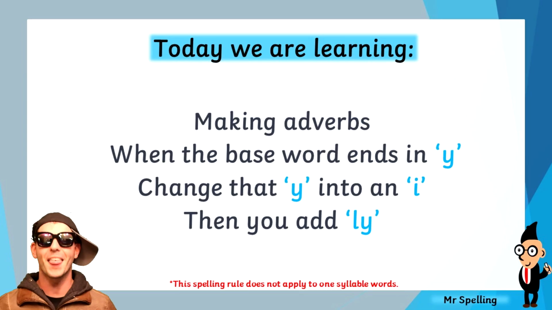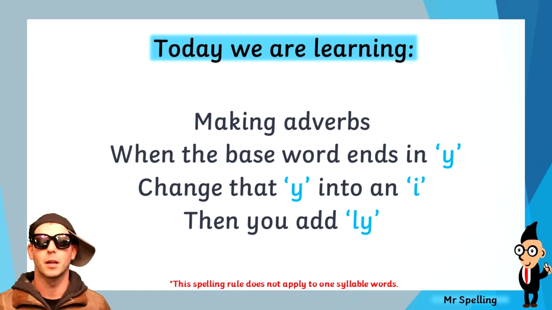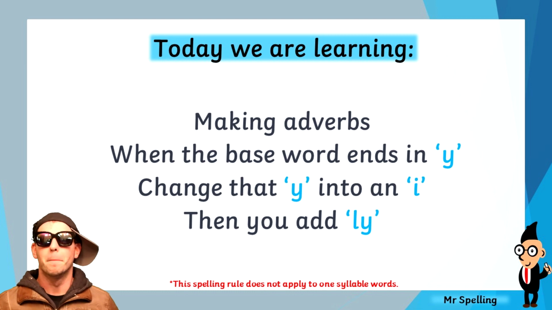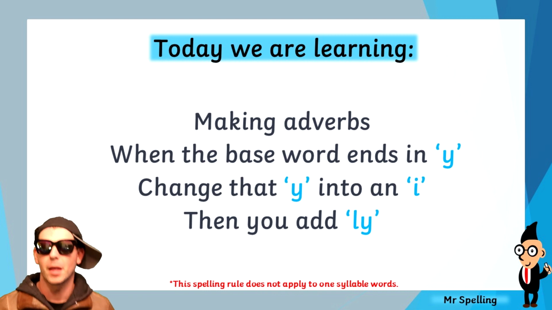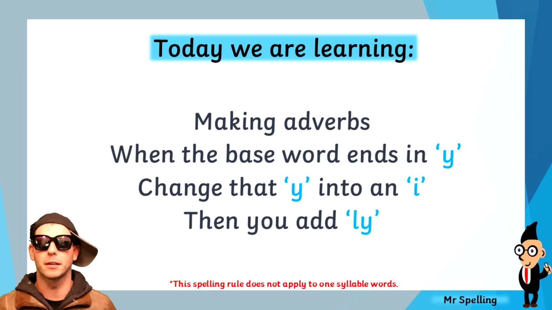So that's what we have learnt previously, but now let's get to today's spelling rule. And it goes like this. Making adverbs. When the base word ends in Y, change that Y into an I, then you add ly. Now, can you say it with me? It goes like this. Making adverbs. When the base word ends in Y, change that Y into an I, then you add ly.